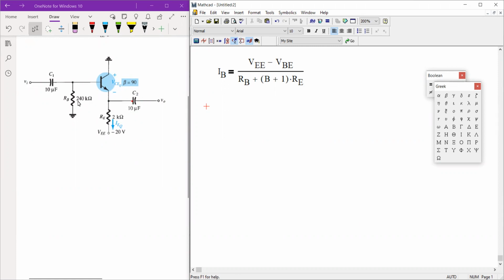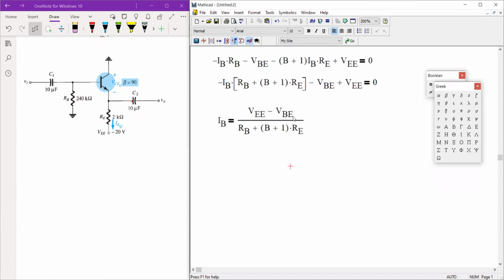For this example, we have R sub B equivalent to 240K, R sub E is 2 kilo ohms, supply voltage of V sub EE equivalent to negative 20 volts, and our beta is 90. So we will solve the different circuit currents and circuit voltages, or terminal voltages.